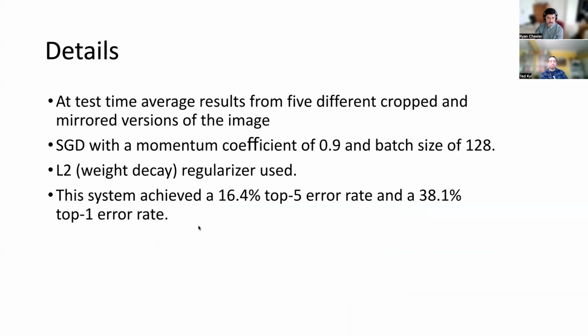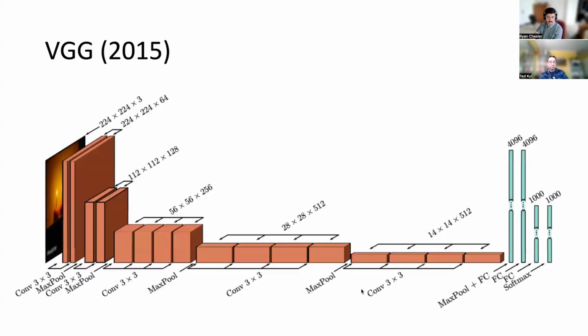So here's the details of this. They trained with SGD with certain momentum parameters, and they ended up getting a very, very good result. So they don't have a comparison point, but this is massively better, like half the error rate of anything that had been done before. So this was a big breakthrough.